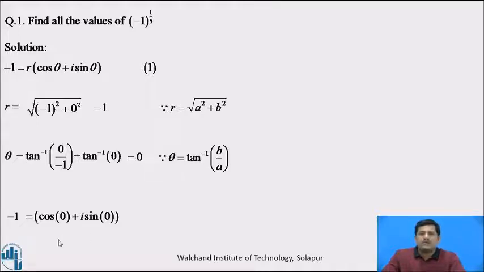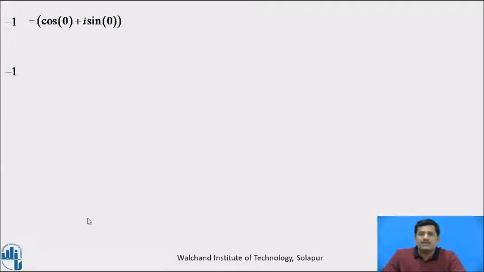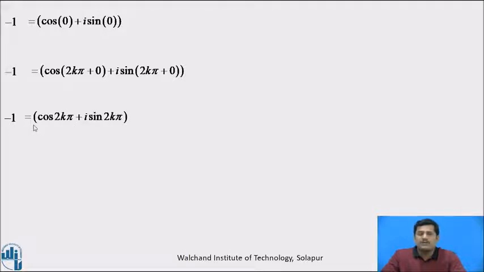We know that the general polar form from the particular polar form can be written by introducing an angle 2k pi. So after introducing 2k pi here, we get cos of 2k pi plus 0 plus i sin of 2k pi plus 0. And 2k pi plus 0 is simply 2k pi. So we write minus 1 equal to cos 2k pi plus i sin 2k pi.